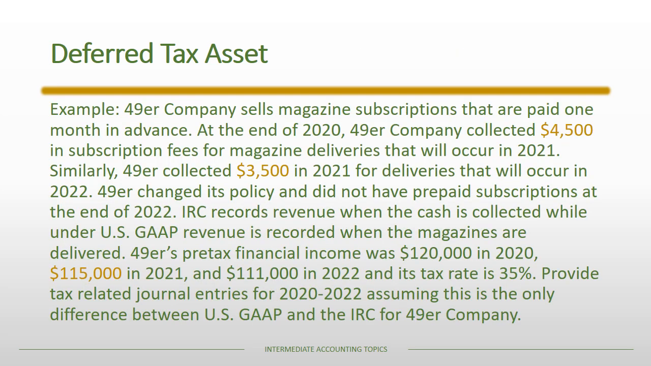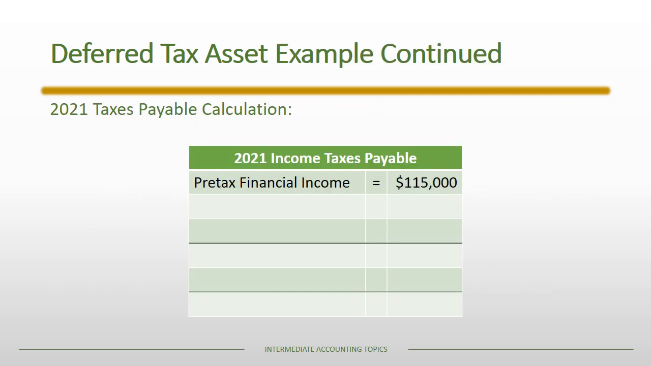So now we continue into 2021, but there are two important pieces here. First of all, you have the collection of the subscription fee, you have the fulfillment of the magazine subscriptions from 2020, and then you have some additional payments where the delivery will not occur until 2022. And so there's really two pieces: the $4,500 left over from 2020 and the $3,500 from 2021. And of course, our pre-tax financial income is a little bit different, so we need to pay attention to that as well. So in 2021, we start with our pre-tax financial income of $115,000.